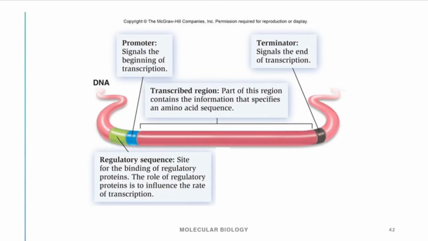We have also seen this picture a couple of slides ago. In this double-stranded DNA, again, this entire region is actually the gene that we're talking about. Okay, and there are regulatory sequences which are for the binding of regulatory proteins to influence the rate of transcription. And we have the promoter region upstream of the gene that signals the beginning of the transcription. We have the transcribed region that will eventually be in the sequence of the RNA. And lastly, we have the terminator region that signals the end of the transcription.